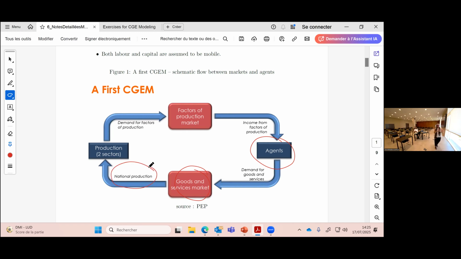When we aggregate these goods and services markets, we have the national production. And the national production comes from two sectors, as I mentioned in the beginning of my presentation. And we have demand to produce this national production. We have demand for factors of production that are, as I mentioned also, labor and capital. Then we have the factors of production market, and we have output, or goods and services market, in this economy. Then it's a very simple representation of the economy that we want to model in this simple version.